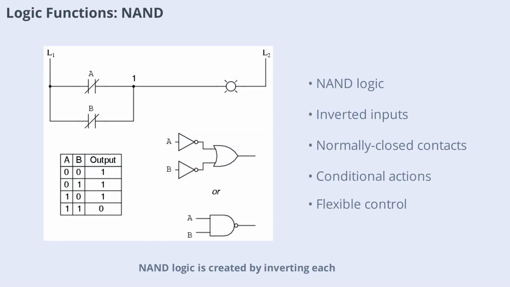NAND logic is created by inverting each input in an OR function using normally closed contacts. The output coil is energized if either contact is off and de-energized only if both contacts are on. This logic is used for scenarios where actions should occur unless all conditions are met.